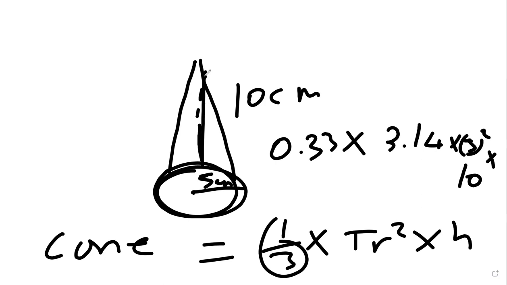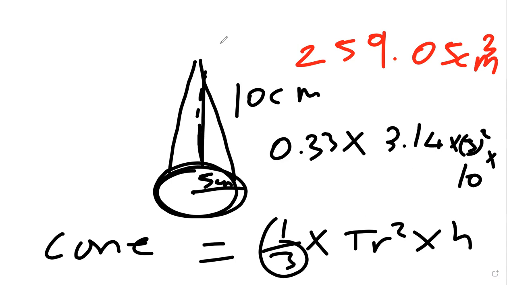0.33 times 3.14 times 25, which is 5 squared. Let me do it again. 3.14 times pi times 25, which is 5 squared, times 10. That gives us, answer in red, 259.05 centimeter cube. Very, very simple.